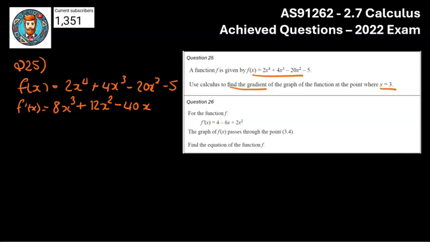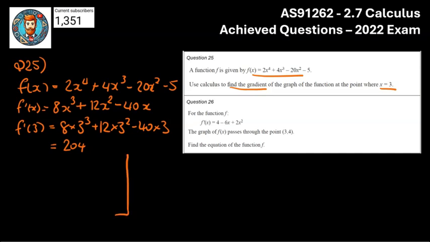I'm now going to substitute in x equals 3, so f dash 3 is going to be equal to 8 times 3 cubed plus 12 times 3 squared minus 40 times 3. So a bit of a mess there, messy cubes, all that sort of stuff. So what I did was I plugged that straight into my calculator to avoid doing a dumb error, and when I did that my gradient was 204. So that's a pretty steep line, right? That means it goes across 1 and then up 204 at that particular point, so that's a huge gradient.